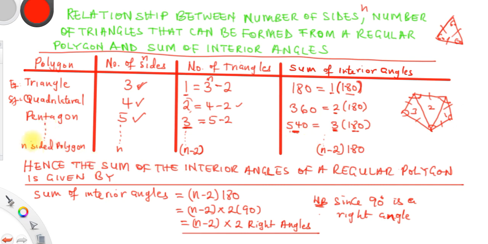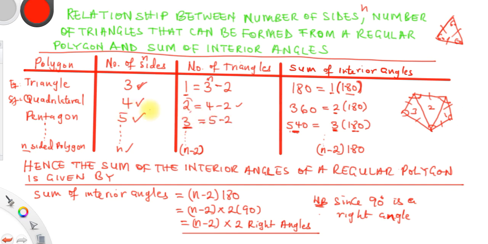So let us deduce the general relationship between the number of sides, the number of triangles that can be formed from the polygon, and the sum of the interior angles. If the regular polygon has n sides, then the number of sides is n, and the number of triangles that can be formed from this n-sided regular polygon is always n minus 2. Because when we took the pentagon, which has 5 sides, the number of triangles formed was 3, which is the same as 5 minus 2.